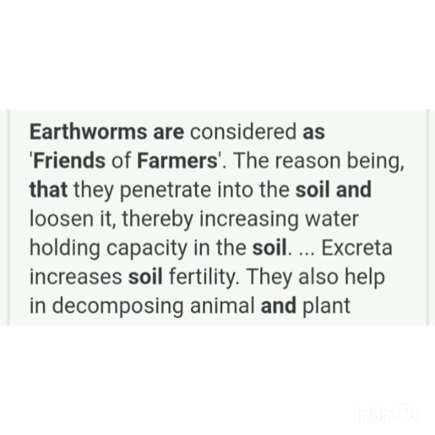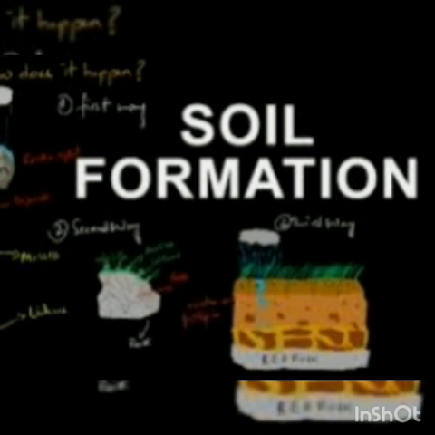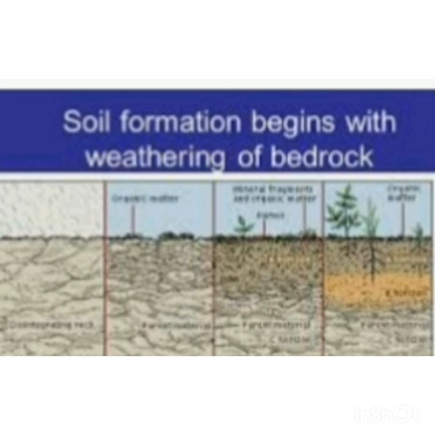Why? Because it penetrates into the soil and loosens it, thereby increasing the water holding capacity of the soil. Earthworm excreta increases soil fertility. Excreta means waste material. Earthworms also help in decomposing animals and plants. Next, soil formation. Soil formation begins with weathering of bedrock.